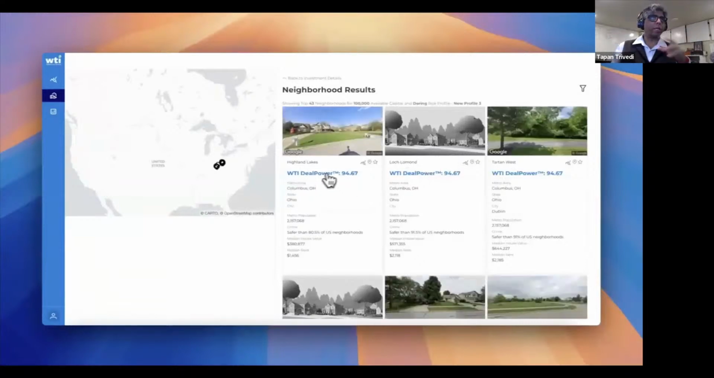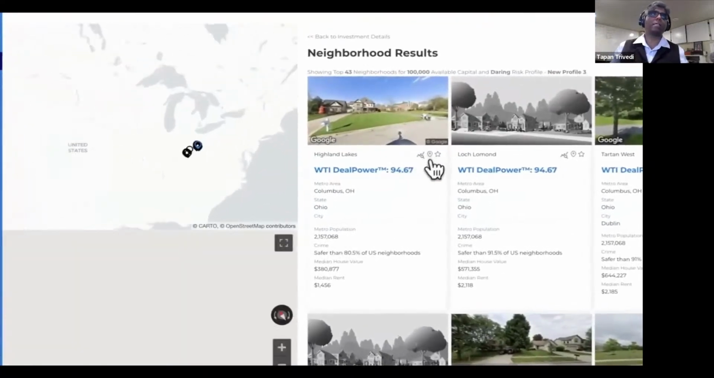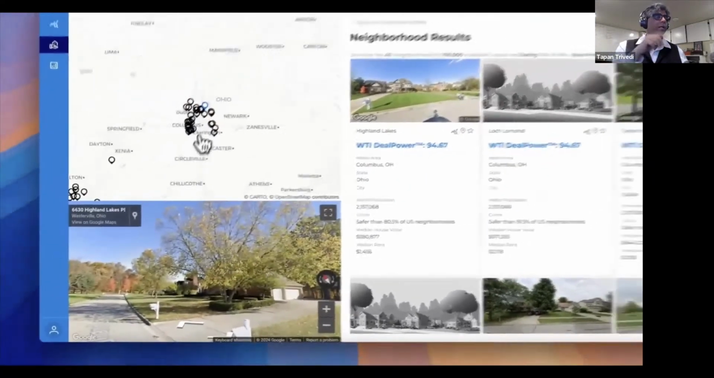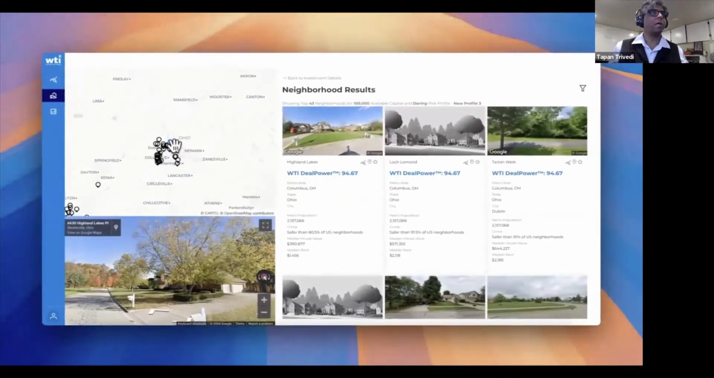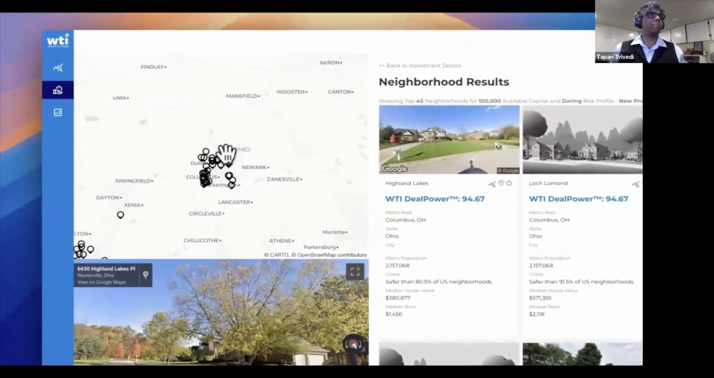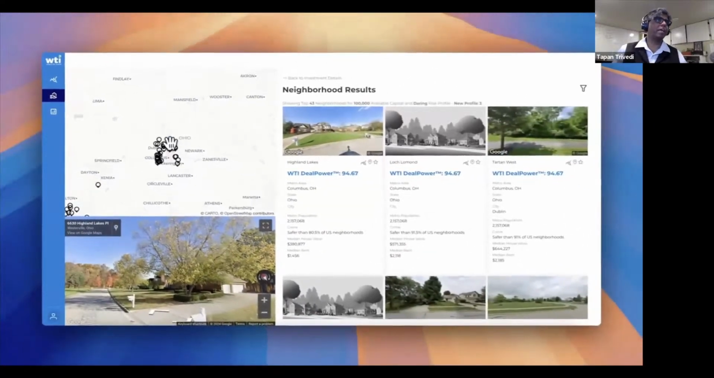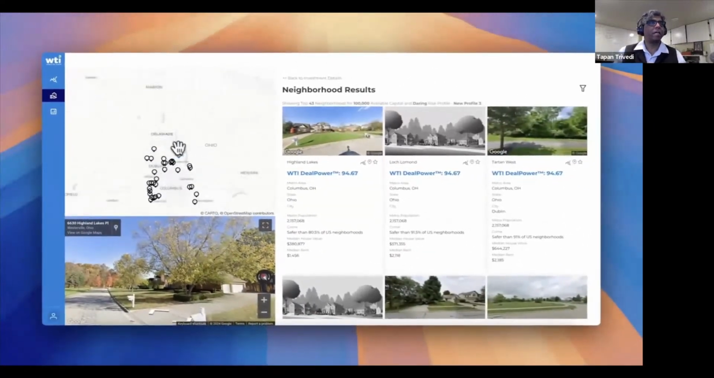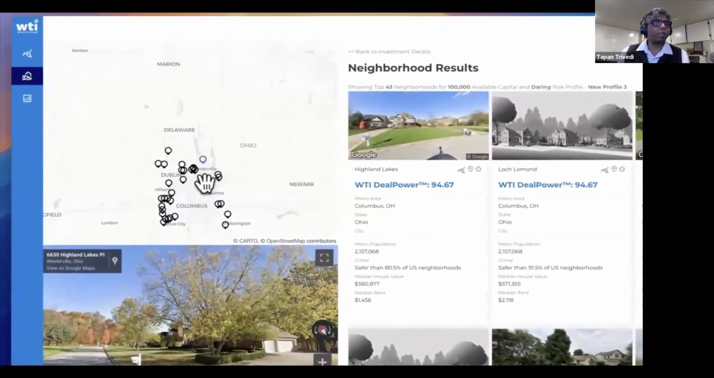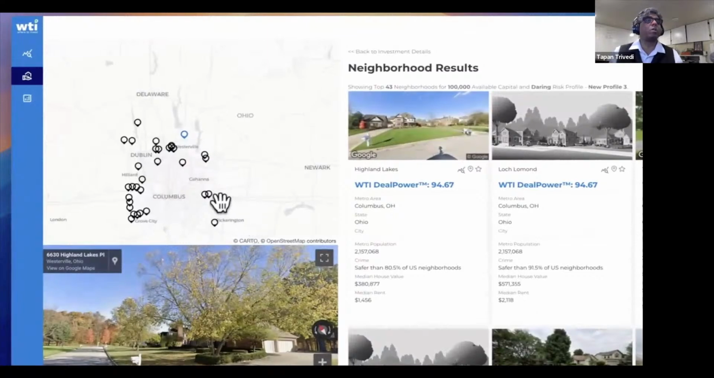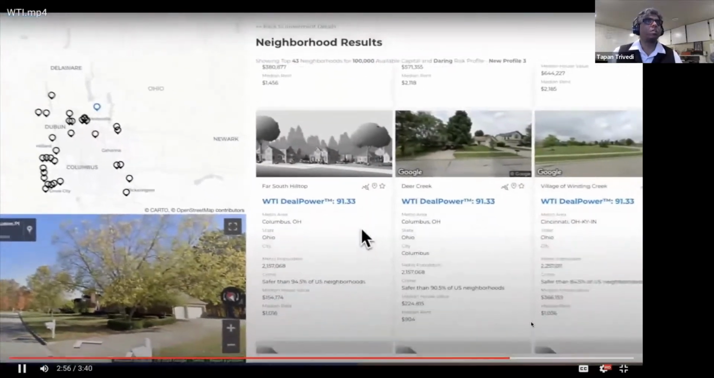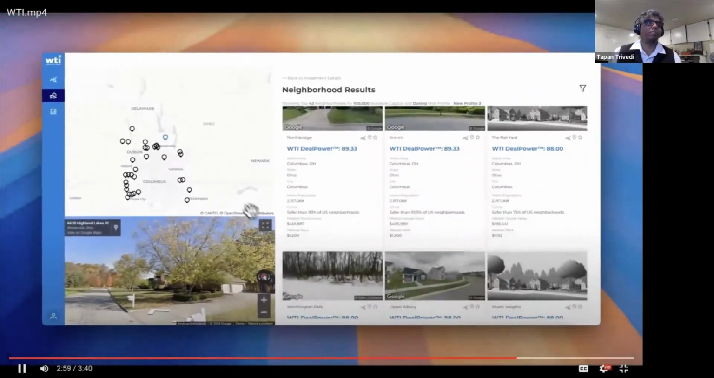The deal power is the power of the neighborhood to give you the kind of deals you're looking for. You can click and go directly to Google Maps and look at it, and the map on the left-hand side tells you exactly what it is. There's also a cool little feature, the median rent, and it tells you right away how safe the neighborhood is crime-wise compared to the rest of the USA.